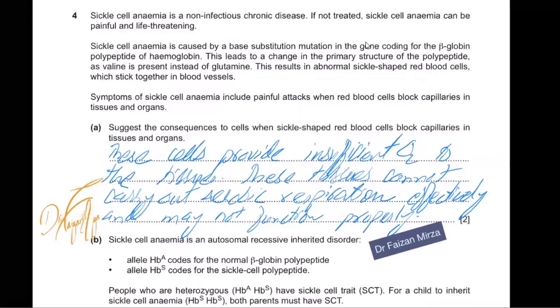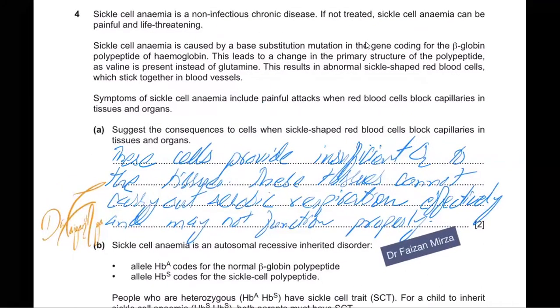So let's start. Sickle cell anemia is a non-infectious disease and a chronic illness. If not treated, sickle cell anemia can be painful and life-threatening. Further, we are told sickle cell anemia is caused by a base substitution mutation. We know what a base substitution mutation is, where a base gets incorporated in place of another base. So if there was a T in the DNA sequence, it gets replaced by another base in the gene coding for the beta globin polypeptide of hemoglobin.